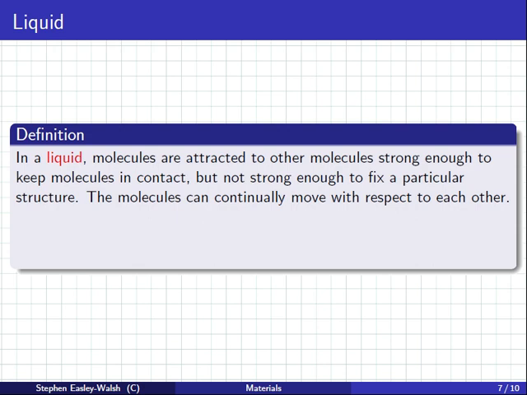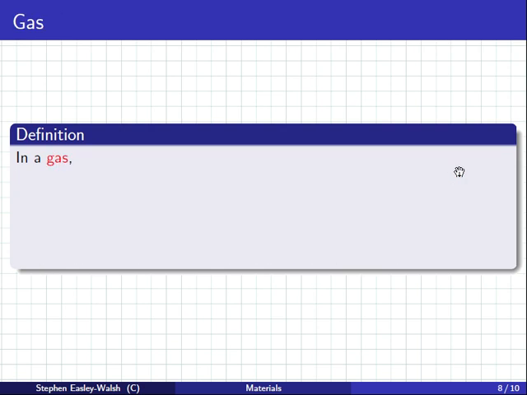Okay. Continue. So the last one is a gas. Now, we've seen the two other definitions, so let's make a go at the gas definition. What could we say about a gas? The attraction between molecules is weak. Yes, very weak. And what else could we say?